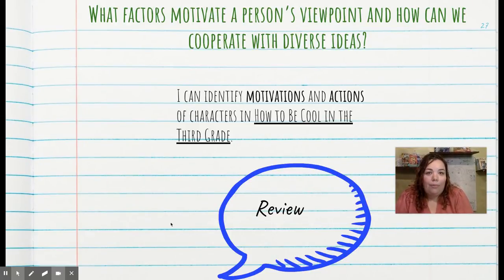So don't forget, before you leave, make sure you've written down Robbie's action and motivation. Make sure you've written down both of Bo's motivations, and make sure you've answered those 2 questions on the last slide.